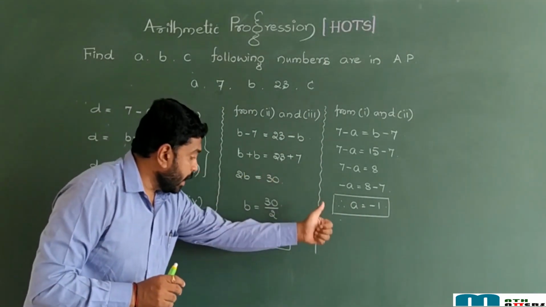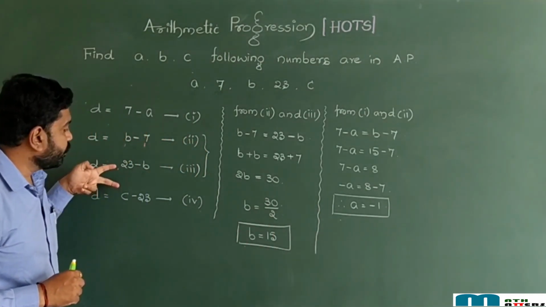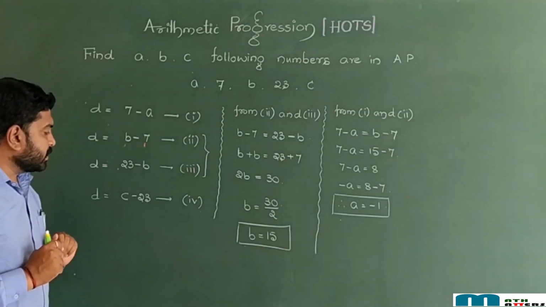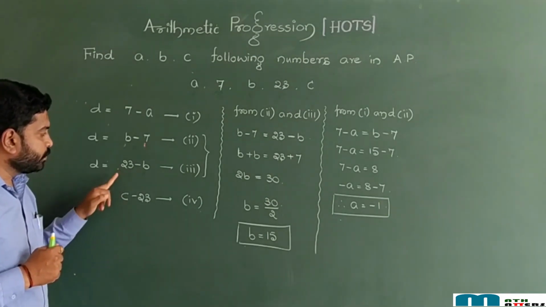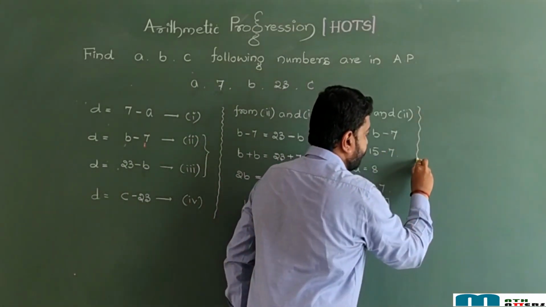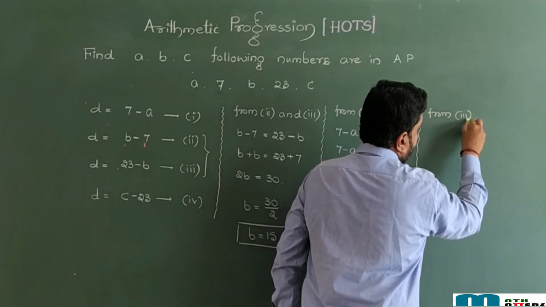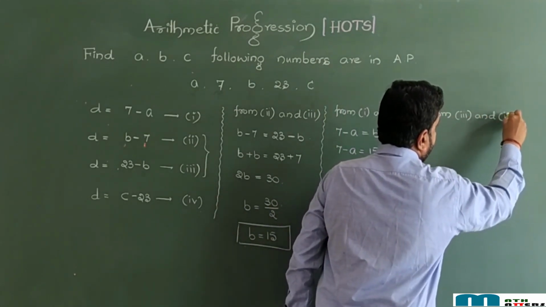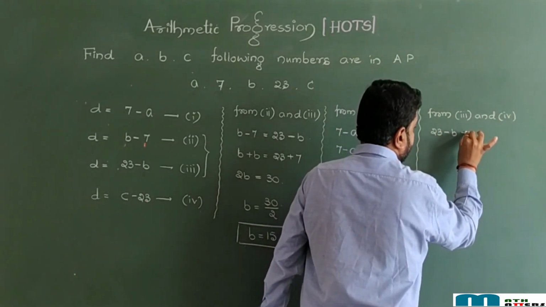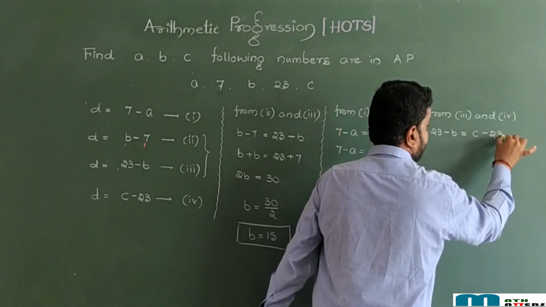Lastly, I got a, I got b, I need one more thing, that is c. I will consider the first and last, or any equations you can consider. Let us consider these two, 23 minus b, that means the third and fourth. From 3 and 4, I can say 23 minus b is equal to c minus 23.